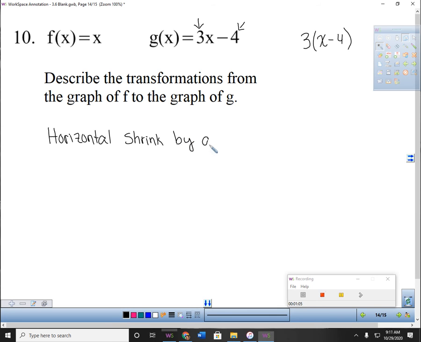by a factor of, and then what do you do with that number? Flip it. So instead of this being 3 over 1, this is 1 over 3. All right, then I'm subtracting the 4. Now, am I doing that to just the x value, or am I doing that to my whole equation? Whole equation. So that means I'm going to go 4 units, which direction? Down. And I've got my 2 things.